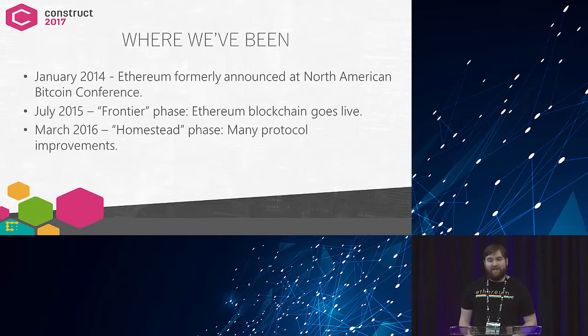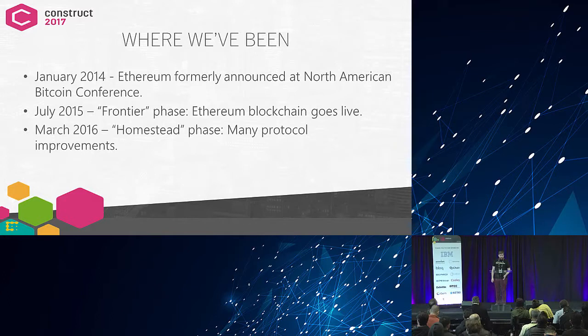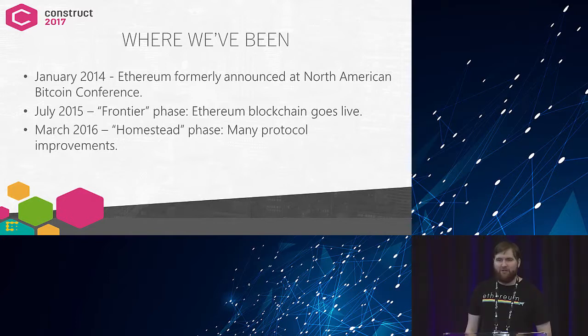January 2015 is when Vitalik Buterin formally announced Ethereum at the North American Bitcoin Conference. That was kind of the start of people getting excited publicly about Ethereum. It kind of set things in motion. We had a crowd sale after that, and then in July 2015, we started the Frontier phase. Actually, that should be January 2014, my bad. July 2015, we started the Frontier phase, which is when the blockchain actually went live.